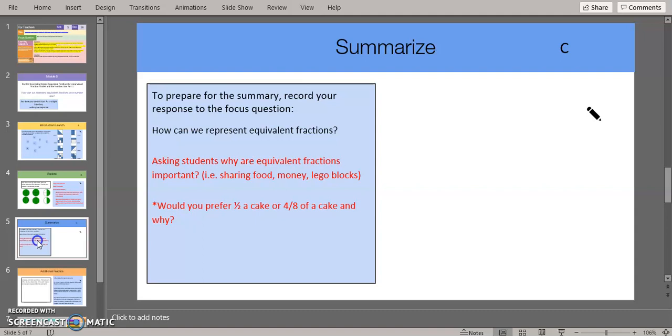Hearing students' responses can help them understand and make sense of the situation, and you as a teacher can assess if they're making connections with the topic or they need more guidance.